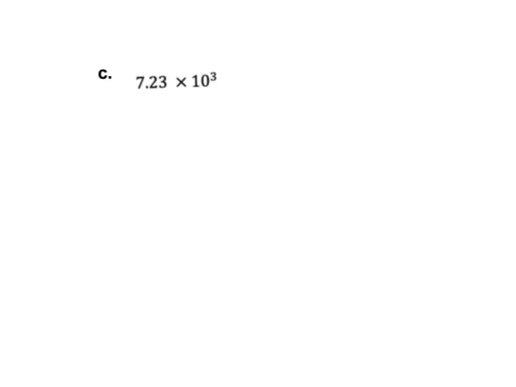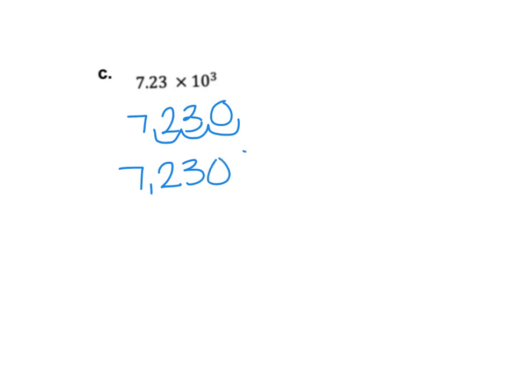All right, our next example, I have 7.23 times 10 to the 3rd. Since the 3 is a positive exponent, I am going to move my decimal place to the right because I'm actually multiplying it by 10 3 times. So I'll take this original number, 7.23, and I'm going to move my decimal place then 1, 2, 3 places to the right, giving me 7,230.